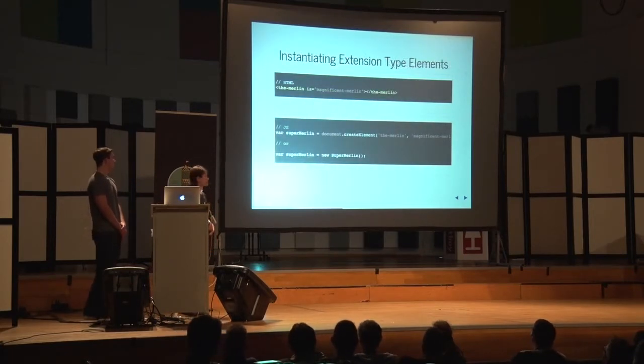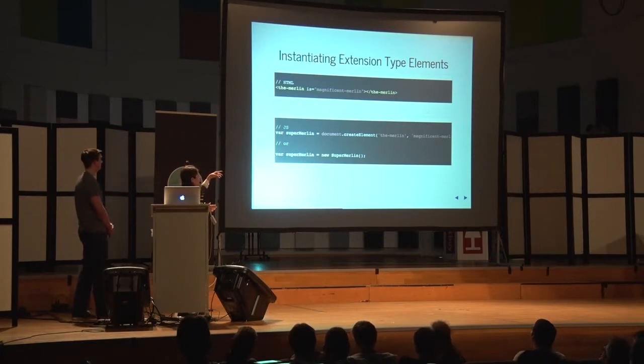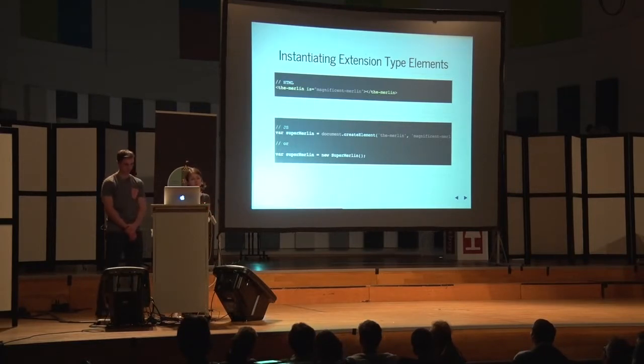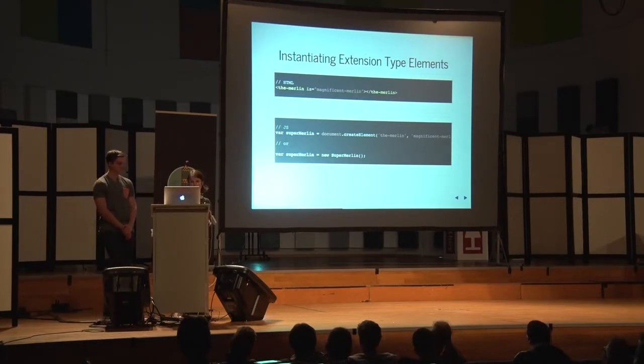And for extension type elements, you have the is keyword here. So you can see that I'm using the custom tag element, the Merlin, and then the Magnificent Merlin is something that I'm passing to the is attribute. So this means that I have the Merlin element, which has something on top of that. You can also use JavaScript just as for custom tag elements. So the same, like document create element, or instantiate it by calling the constructor function.